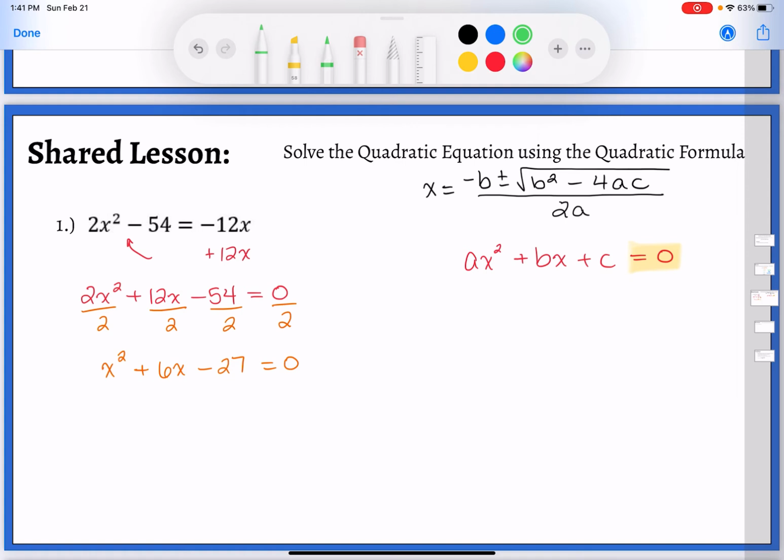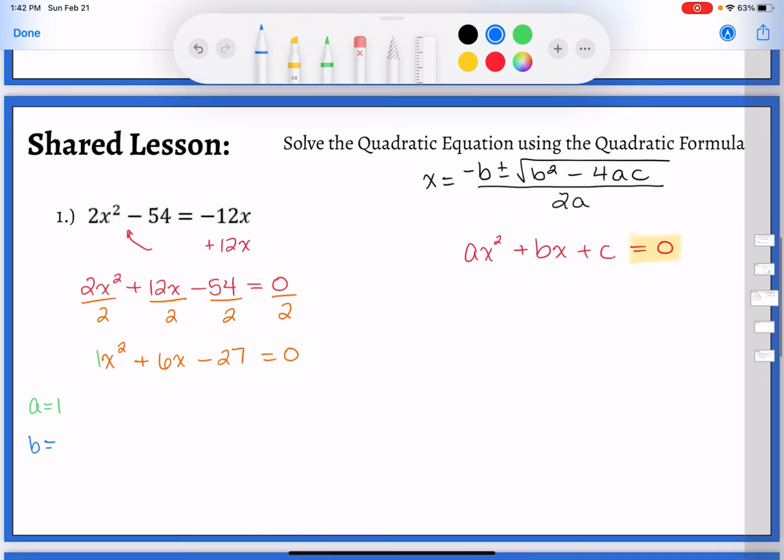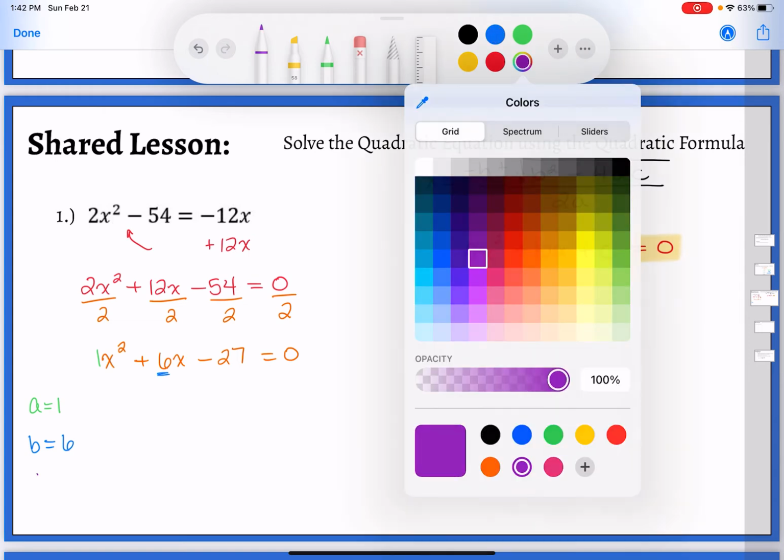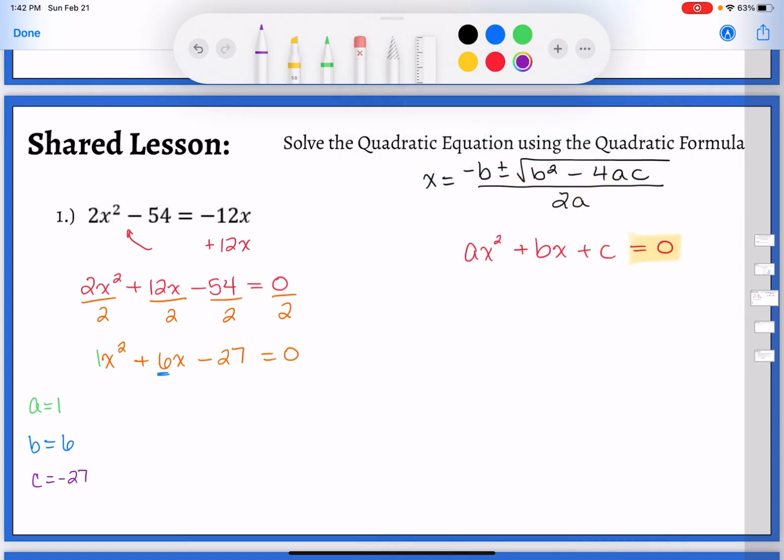So if I look at this, I'm going to find A, B, and C. A is that invisible 1. B would be positive 6. And C would equal negative 27. Don't forget those negatives go with those terms, right? Those coefficients. All right, so now I'm ready for my quadratic formula.